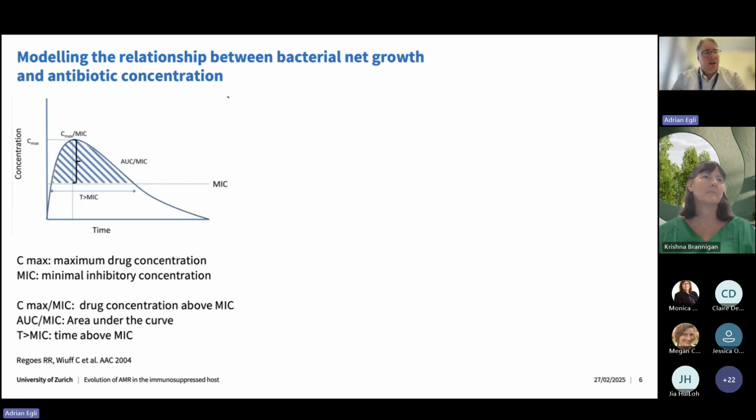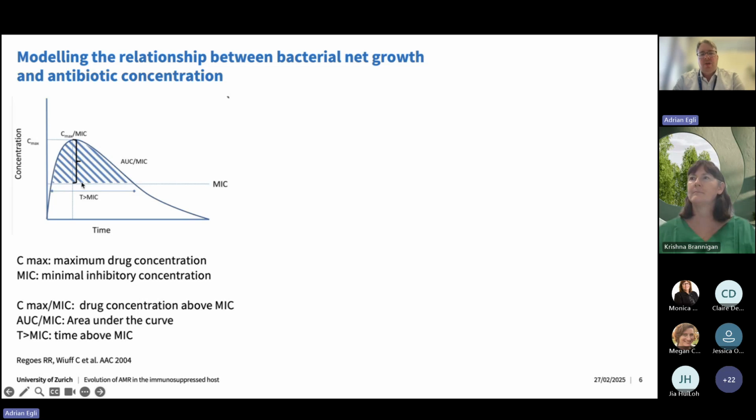So if we look into this interaction between bacterial growth and the antibiotic concentration more systematically, we can obviously describe that in certain statistical models. What you can see here is concentration over time of exposure. So here you have a time axis. That's the concentration of the drug. The dashed line here is the minimal inhibitory concentration.